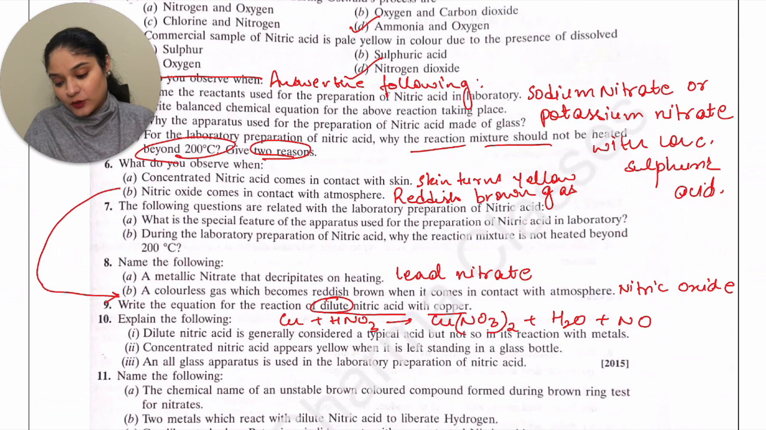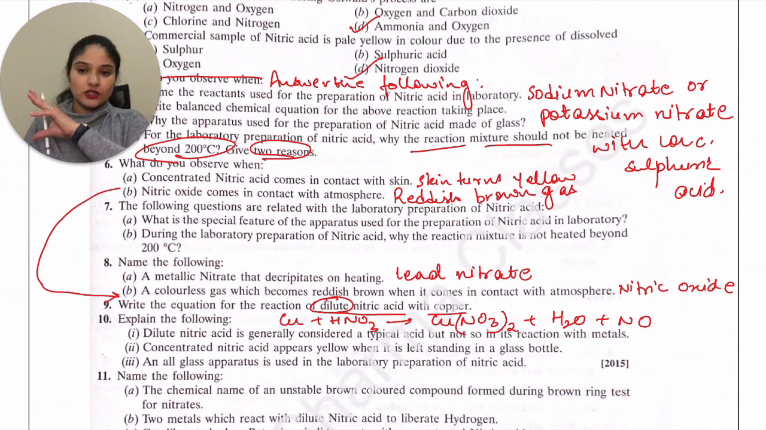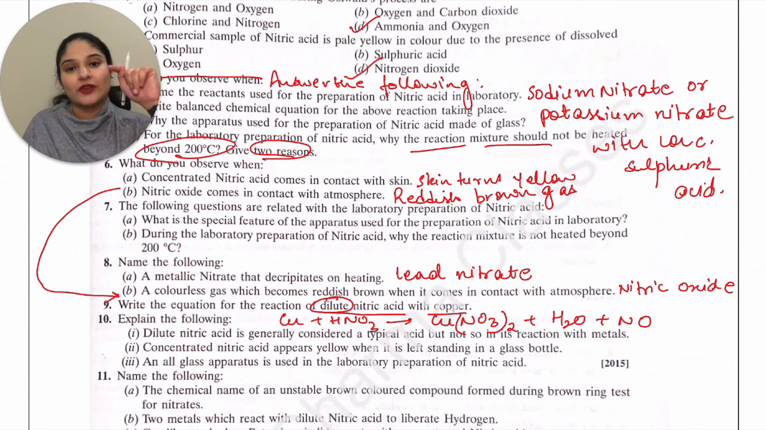Explain the following. Dilute nitric acid is generally considered a typical acid, but not so in its reactions with metals. What's the reason for that? The reason is that nitric acid is extremely oxidizing in nature. It's a very good oxidizing agent. So, instead of giving out hydrogen gas, it ends up giving us oxides of nitrogen. We discussed that when we were working on the first question of this test paper. So it's a good oxidizing agent, therefore instead of giving hydrogen as the output product, it ends up giving us oxides of nitrogen.